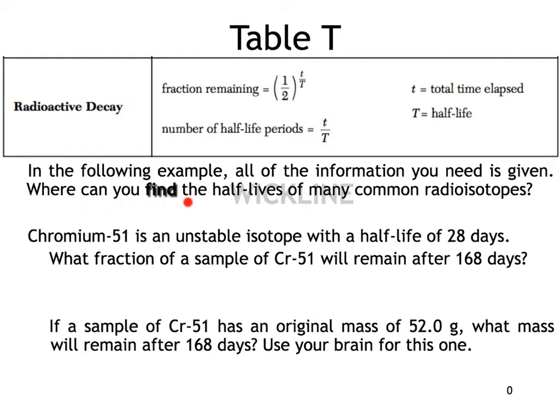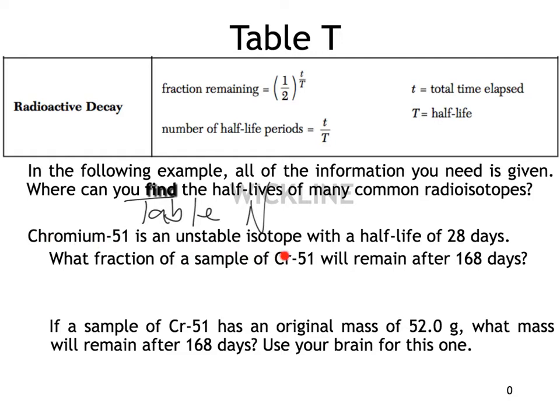All right, so here's my question. Where can you find the half-lives of many common radioisotopes? And it's on your reference table, and it is called Table N. It has a lot of other information on it as well, but it does have half-lives, which is an important thing you need.